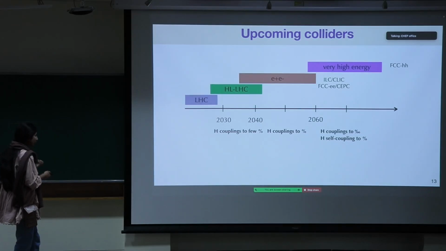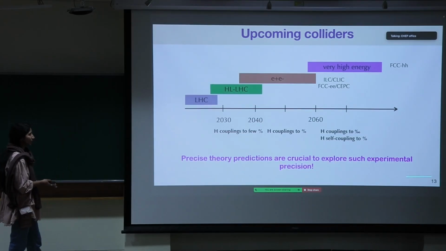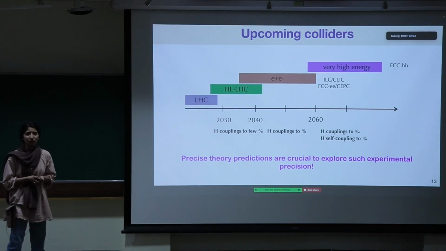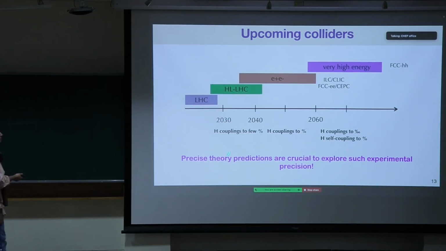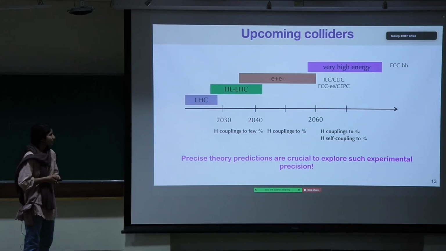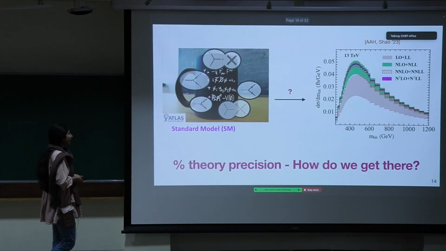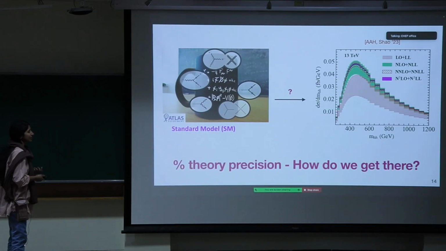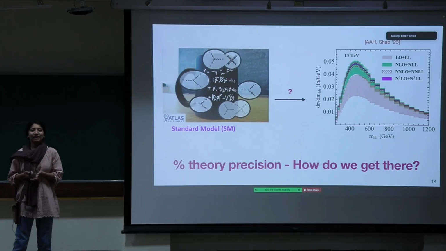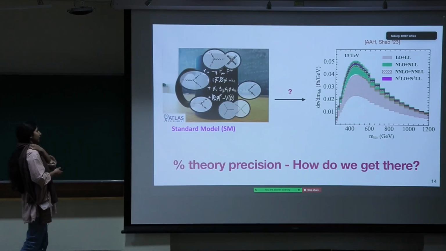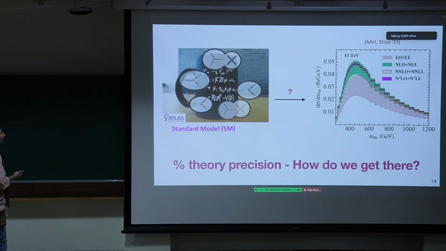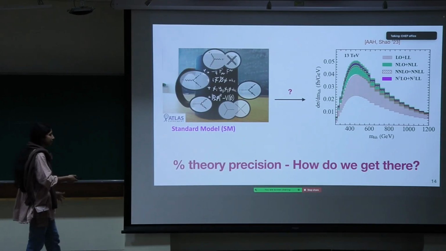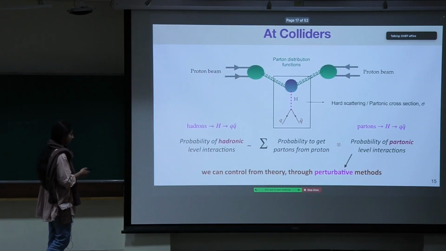So in order to explore such potential from the experiments, it's crucial that we also have theoretical predictions to that level of precision. That is exactly where the relevance of precise theory predictions comes up. I hope I have convinced you why we need percent level precision from the theoretical calculation. Now let us see how we compute, starting from the Lagrangian of the standard model, something that is really useful at the experiments. Let's see a little more detail about that.